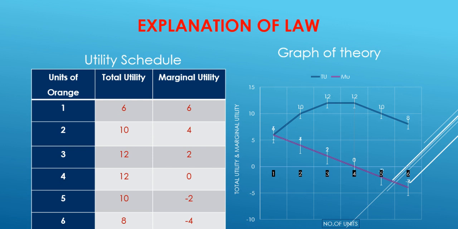If person X consumes one more quantity, the third unit of orange, he will get 2 units of utility from the third unit. If you add these 2 units of utility to the two quantities' utility, we will get a total utility of 12 units.